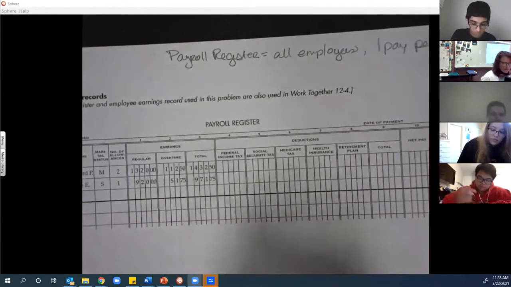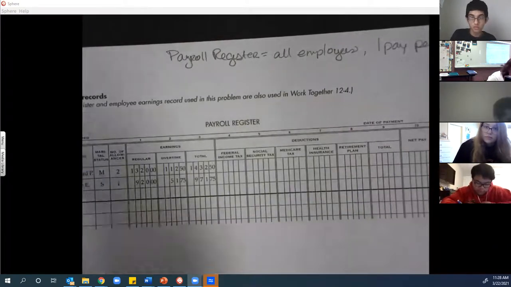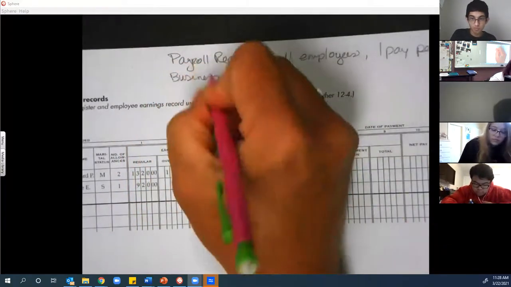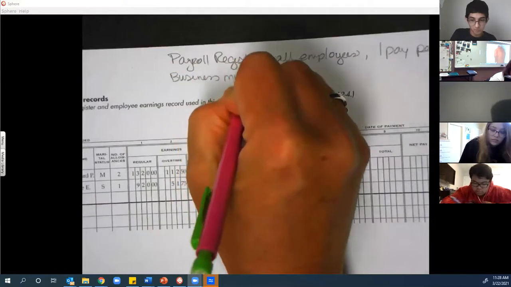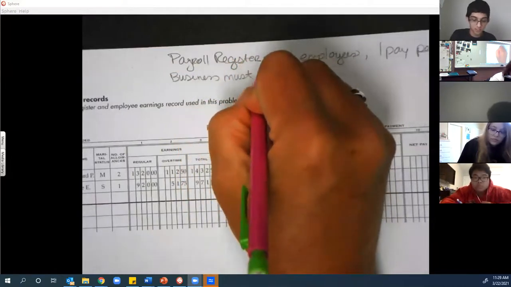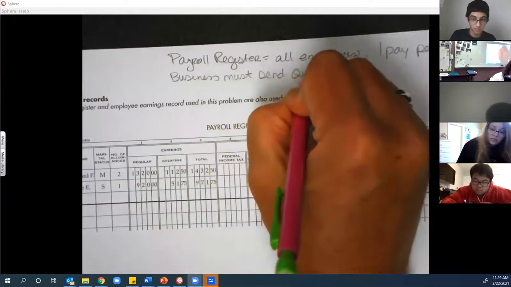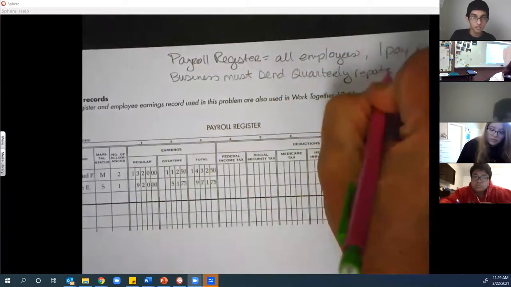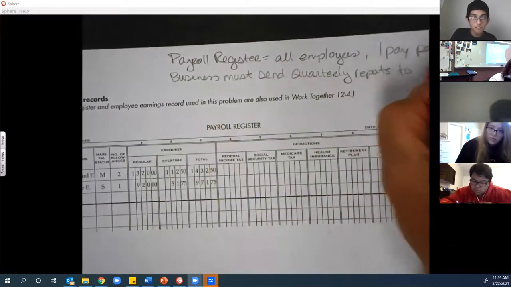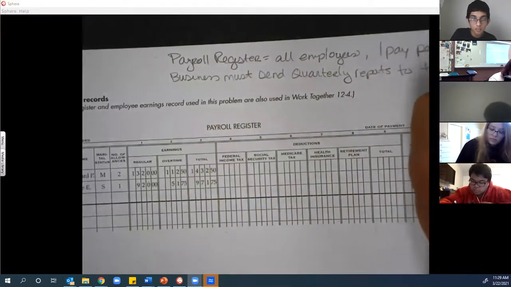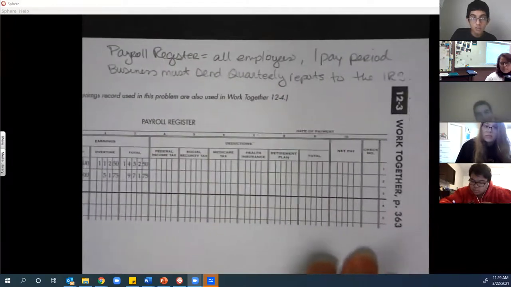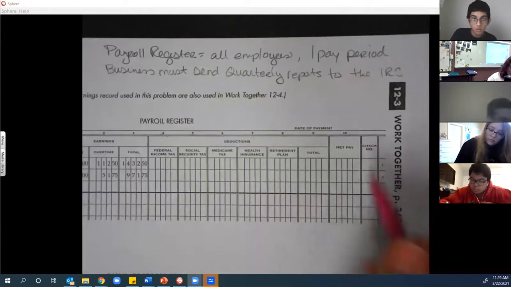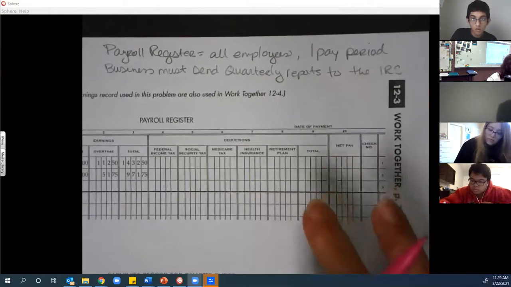And I said this is kind of a more official document because businesses, maybe not this document, but they're going to pull information. Businesses must send quarterly reports to the IRS. Okay, and like I said, the information comes off of these documents that we're working on now.